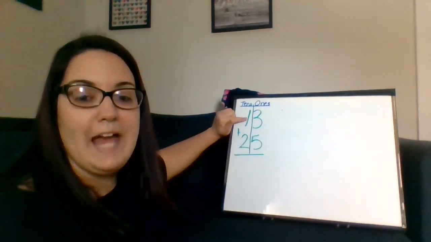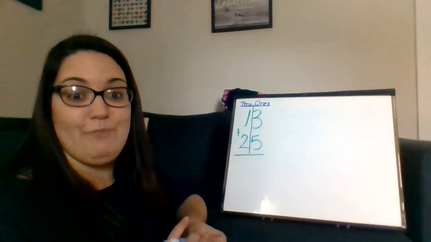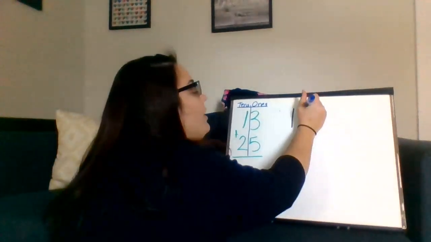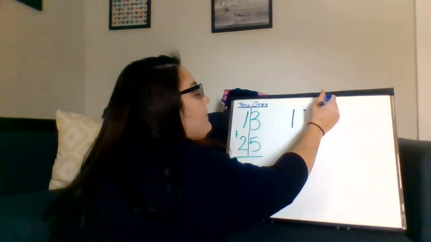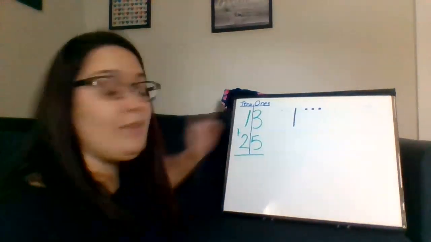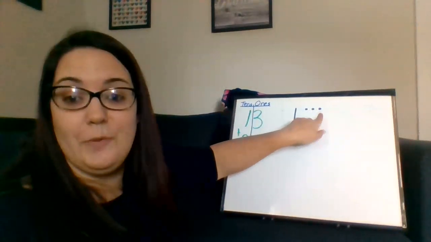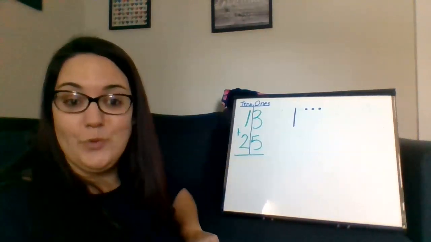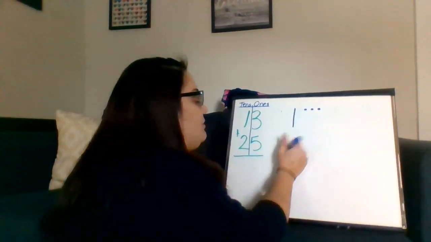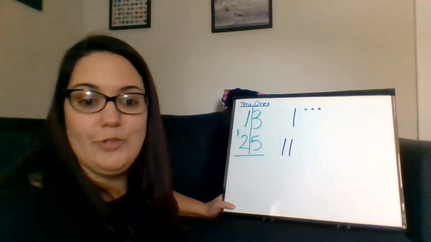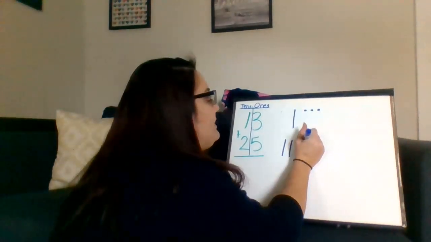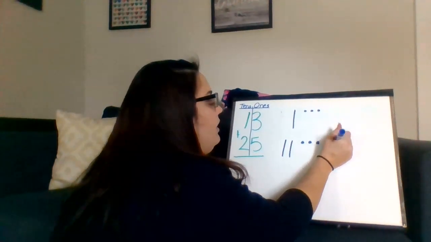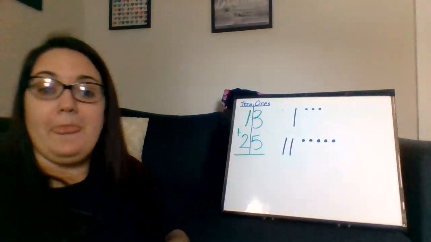So I know that there's one 10 and 3 ones in 13. To draw that, I'm going to draw one 10, and then I'm going to draw 3 ones. So I drew 3 circles to show my ones and one 10 to show my tens. Now I can draw 25. So I'm going to draw 2 tens, so just 2 lines, and 5 ones. So that means I need 1, 2, 3, 4, 5 circles.